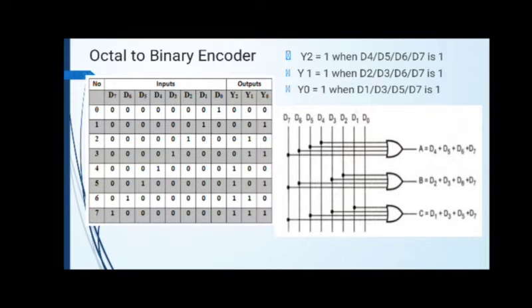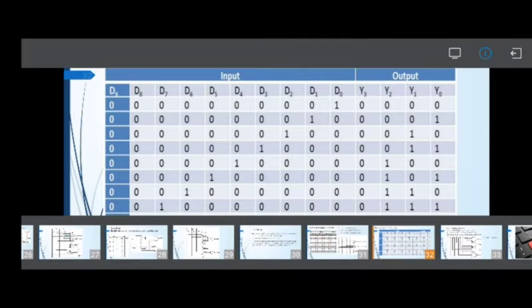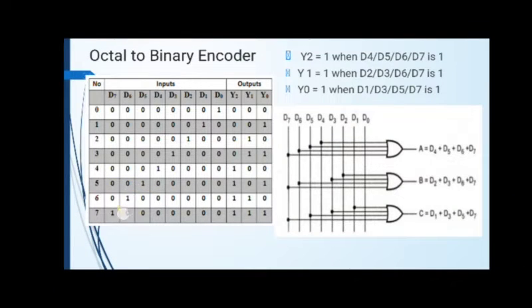Then I will define the outputs Y2, Y1 and Y0 separately and implement them using a logic diagram. Corresponding to the Y2 case, when is Y2 going to be high? Check the condition. When you look at the last 4 columns, I can see that Y2 is high. So Y2 is high when D4 is high, D5 is high, D6 is high, or D7 is high. Under these 4 conditions Y2 is going to be high. So Y2 is high when D4 or D5 or D6 or D7 is high.